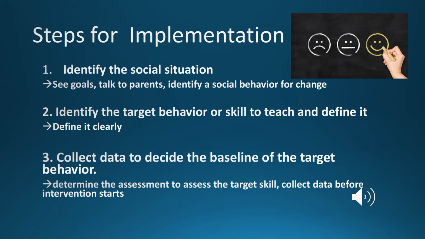The first step is to identify the social situation. This step includes looking at the learner's IEP and their learning goals, then discussing with their parents and other faculty what social behavior needs change. The second step is to identify the target behavior or skill to teach and define it. You need to define it clearly so that the behavior is described so it is easily observable and measurable.